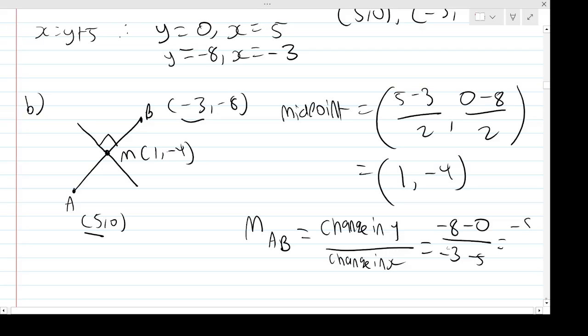Oh, I can't draw an 8. Minus 8 over minus 3 minus 5 is minus 8. But that's just positive 1 then. Okay, there we are. So that's our gradient AB.